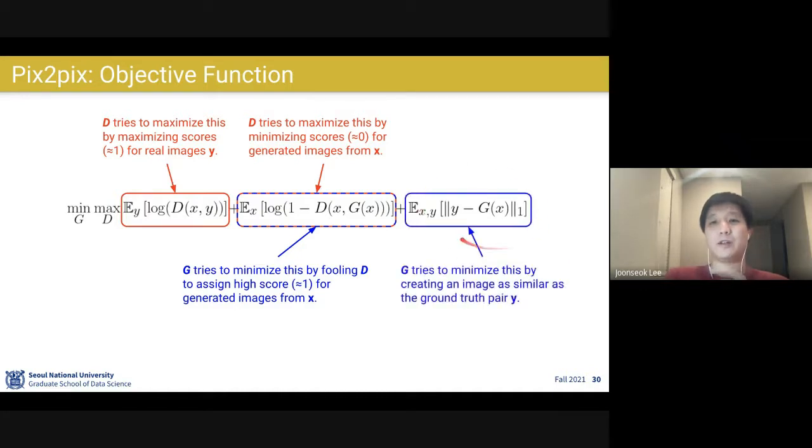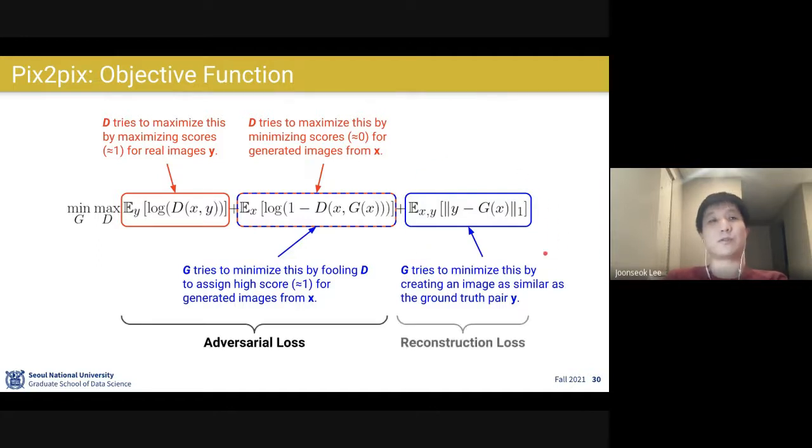And we have the last term. So G tries to minimize this by creating an image as similar as the ground truth pair. Because we have the ground truth pair image of this Y, the real shoes image, we can actually compare pixel to pixel between this real image and the image generated from the sketch, the X. So we add this as a reconstruction loss.